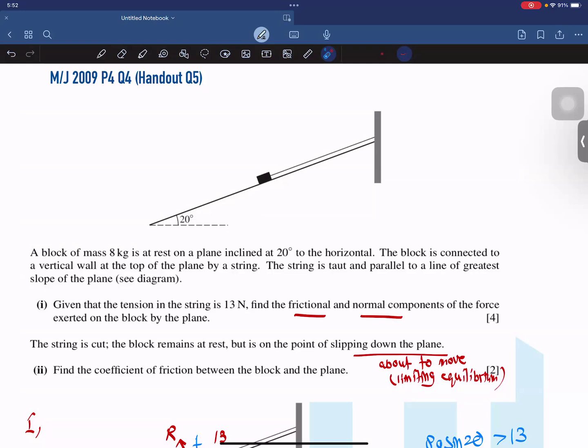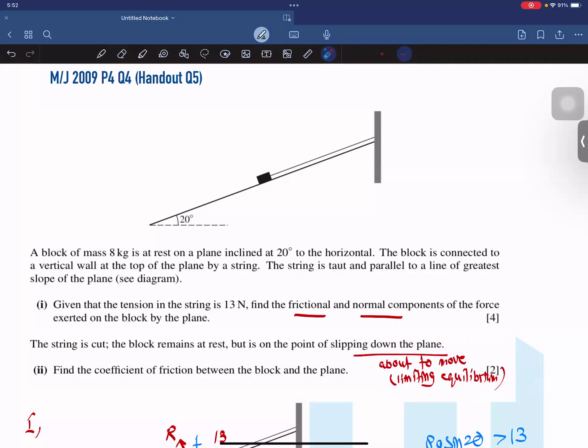When the object is on the point of slipping, on the point of moving, it is not actually moving, it is just about to move. So this situation is known as limiting equilibrium. In this particular situation, the friction is at its maximum value. Friction is F lim, F max.